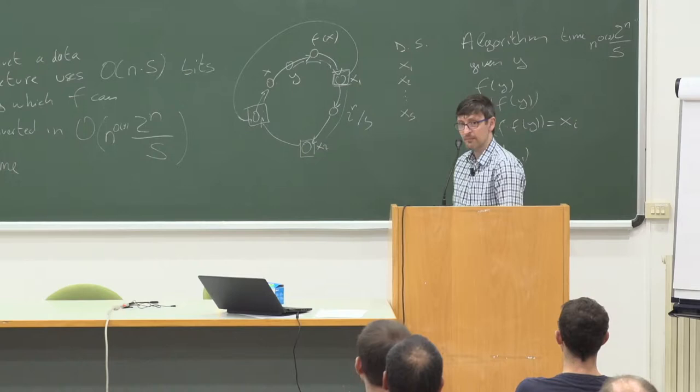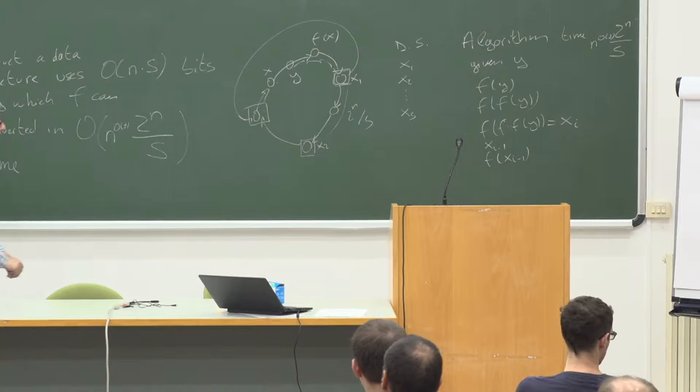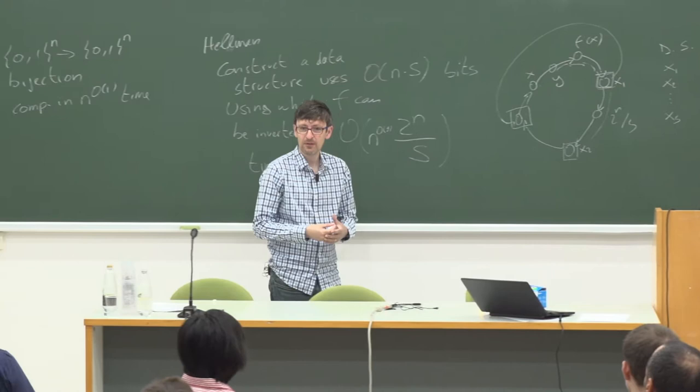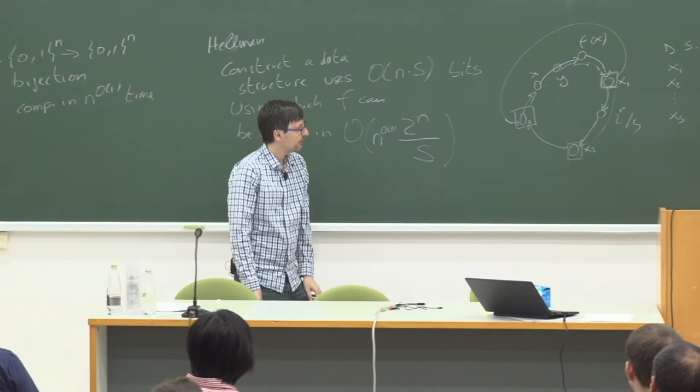Obviously, to compute this data structure, it might not be possible to do that in less than 2 to the n time, because you have to find those points, you have to compute this f iterated 2 to the n over s times, and it's not clear you can do any faster than computing f over and over.